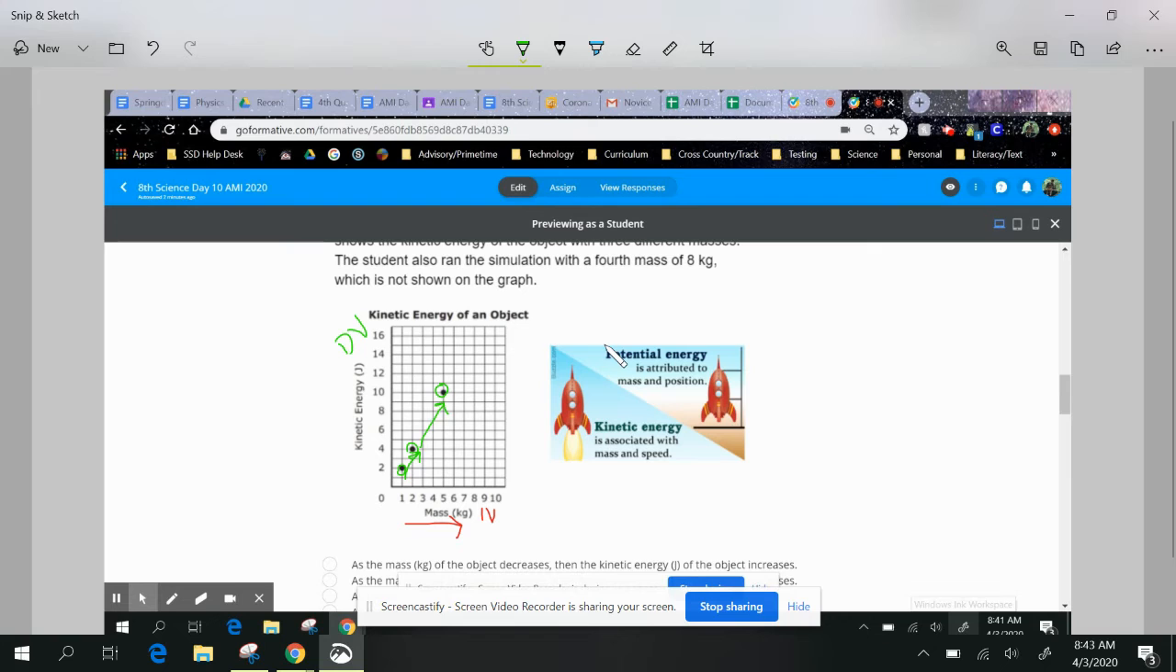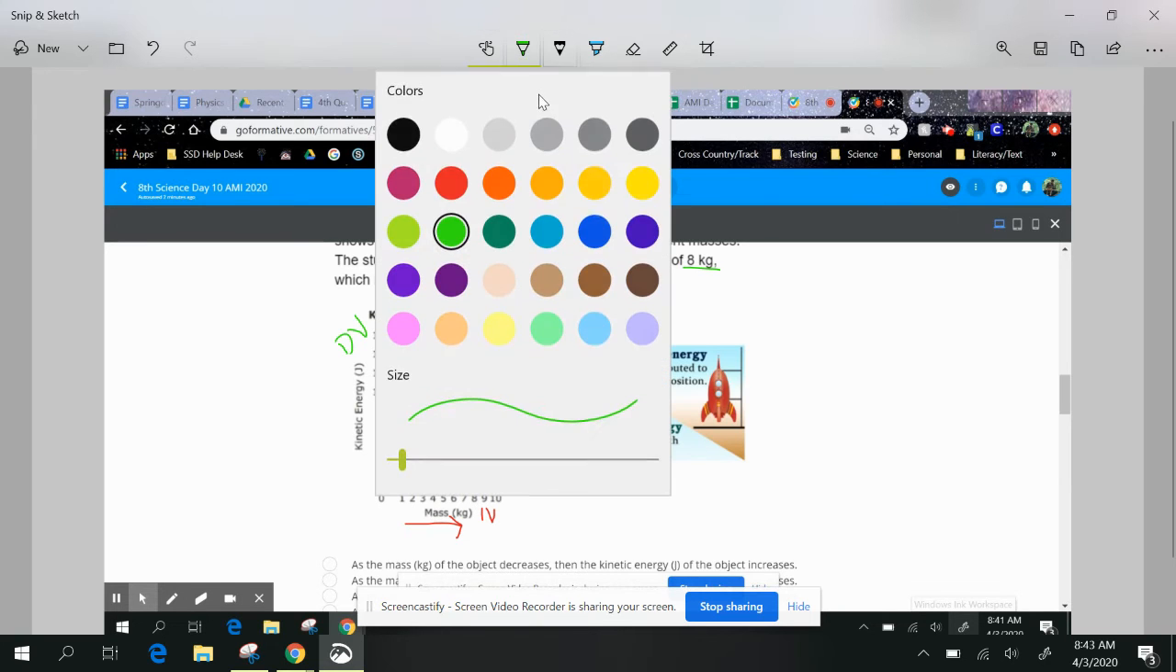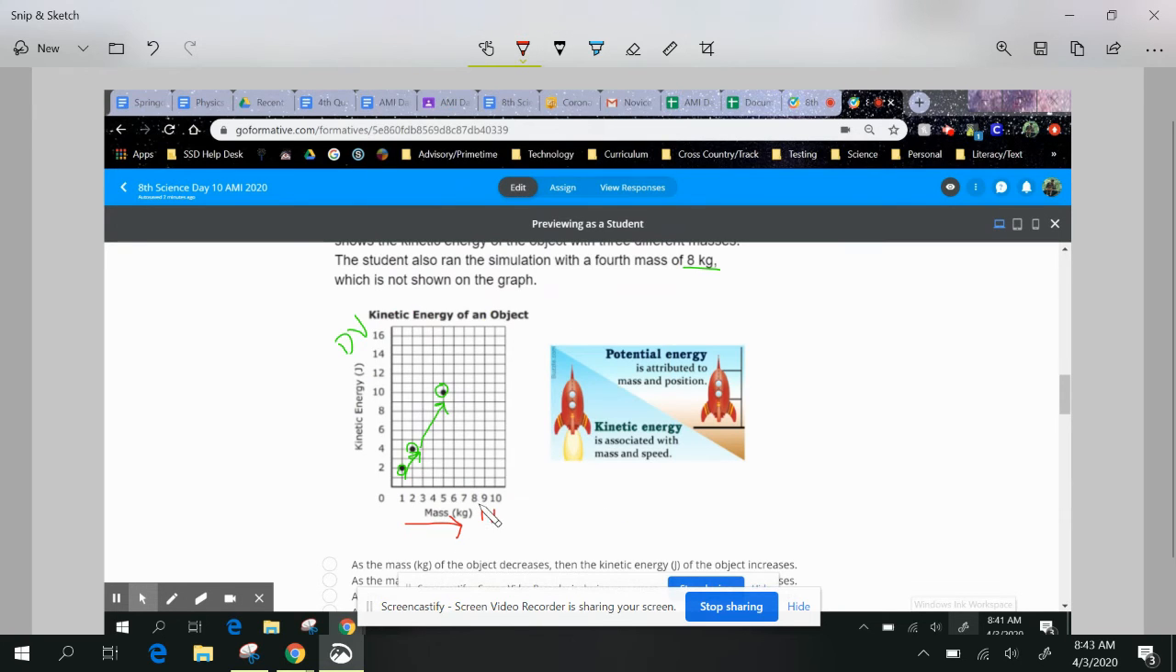Now, there's some questions at the bottom that are going to talk to you about, let's see, this last question says, or this last sentence says, the student also ran the simulation with a fourth mass of 8 kilograms, which isn't shown on the graph. Here's 8 right down here, which I'll change to red, that way we can see that it's our IV.